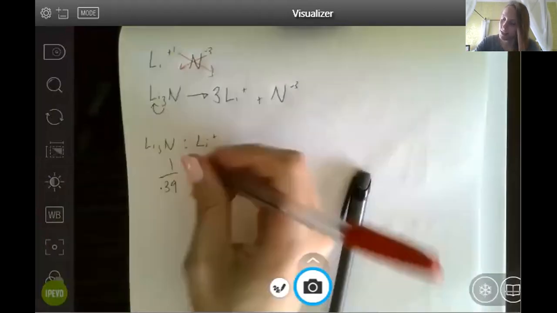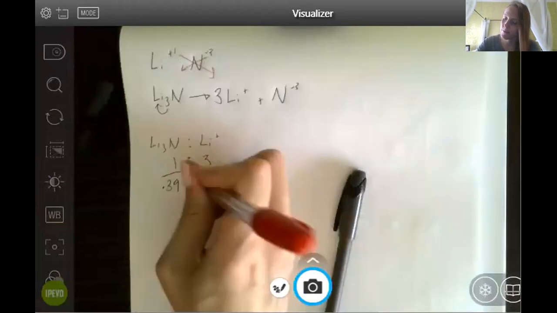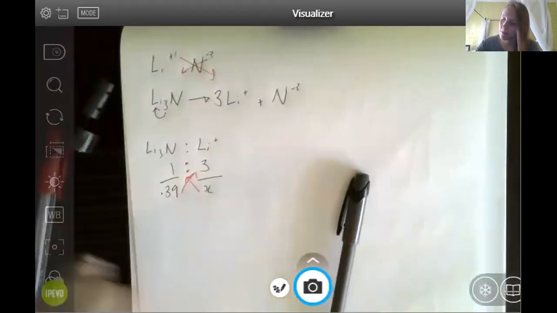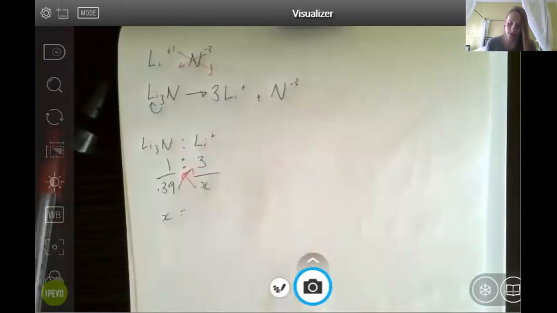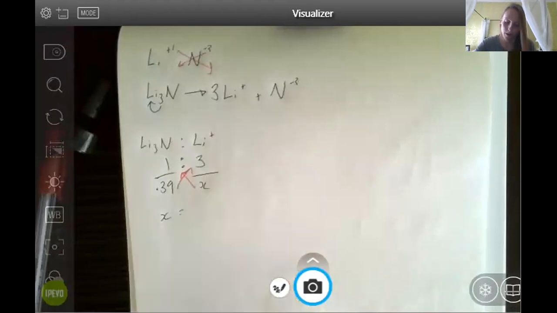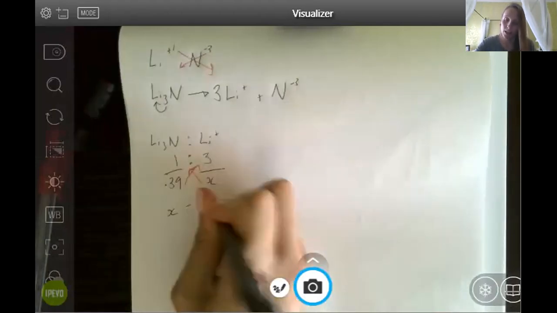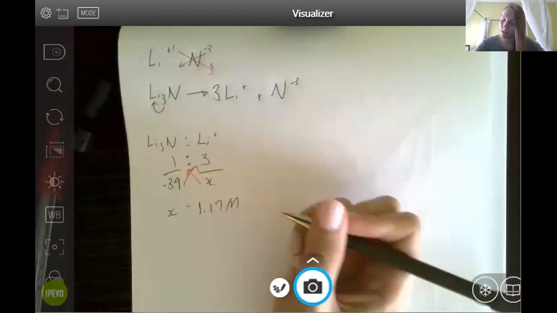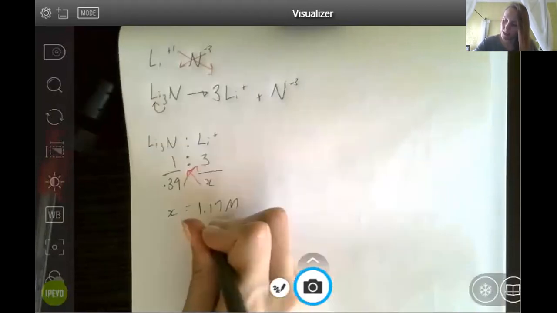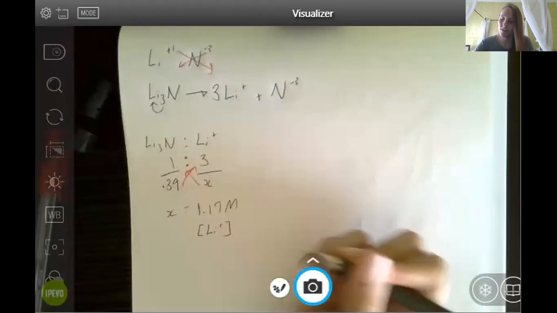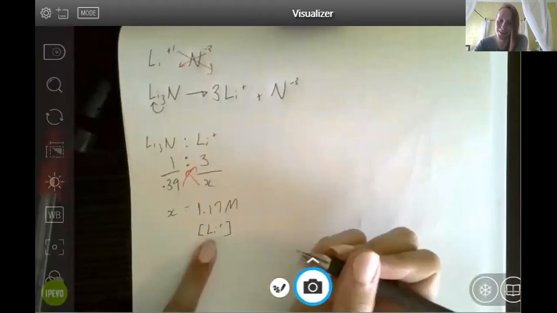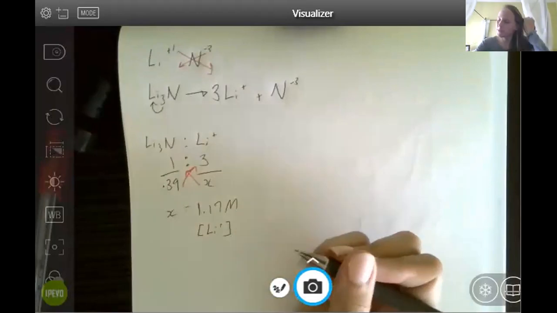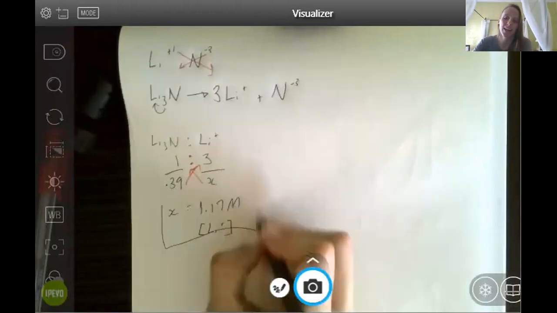So all I do is cross multiply. X times 1 is X. And then 0.39 times 3 is 1.17. So 1.17 molar is the concentration of my lithium ion. Make sure that you label which ion you're talking about, because we're about to find another concentration, and if you don't have them labeled, you can't get full marks for it.